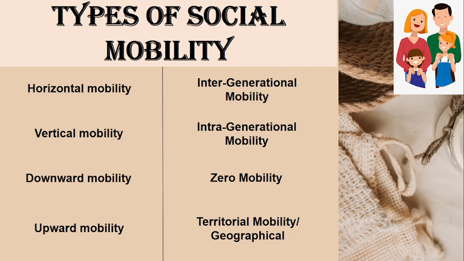Then we have zero mobility. If social mobility refers to the opportunities to change one's social class, then a lack of social mobility means a lack of such opportunities. Essentially, in a society with low or no social mobility, people are likely to remain in the same class they were born into all their lives.